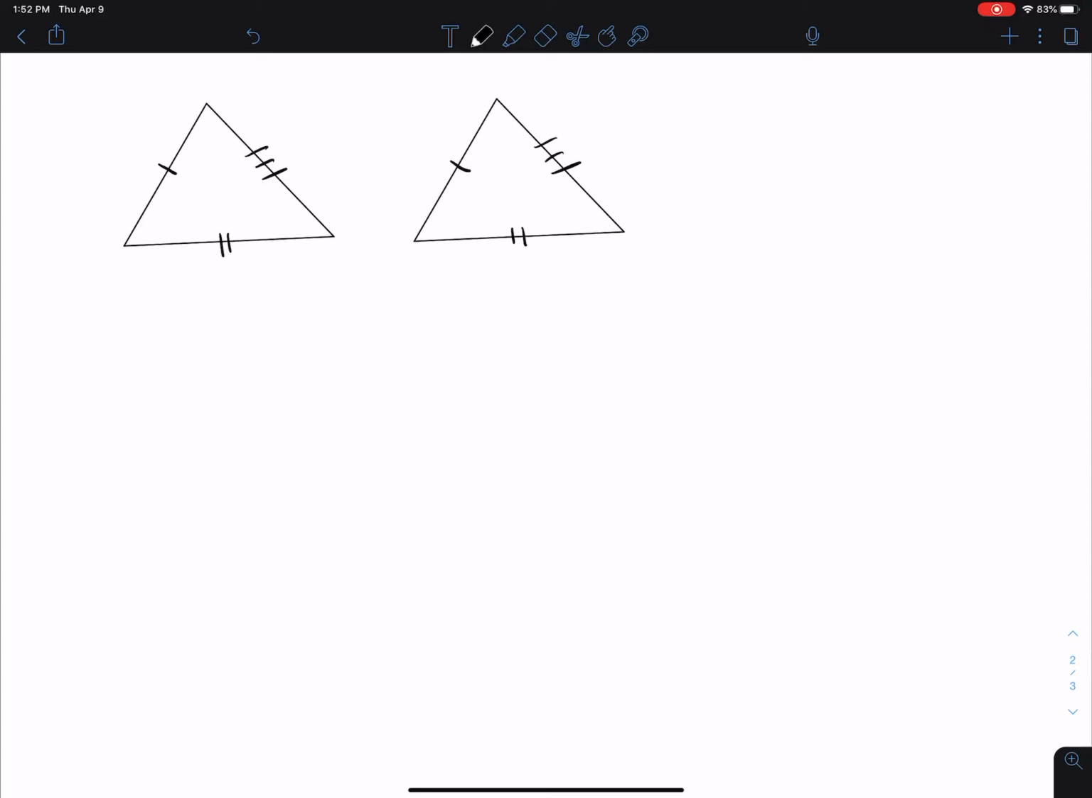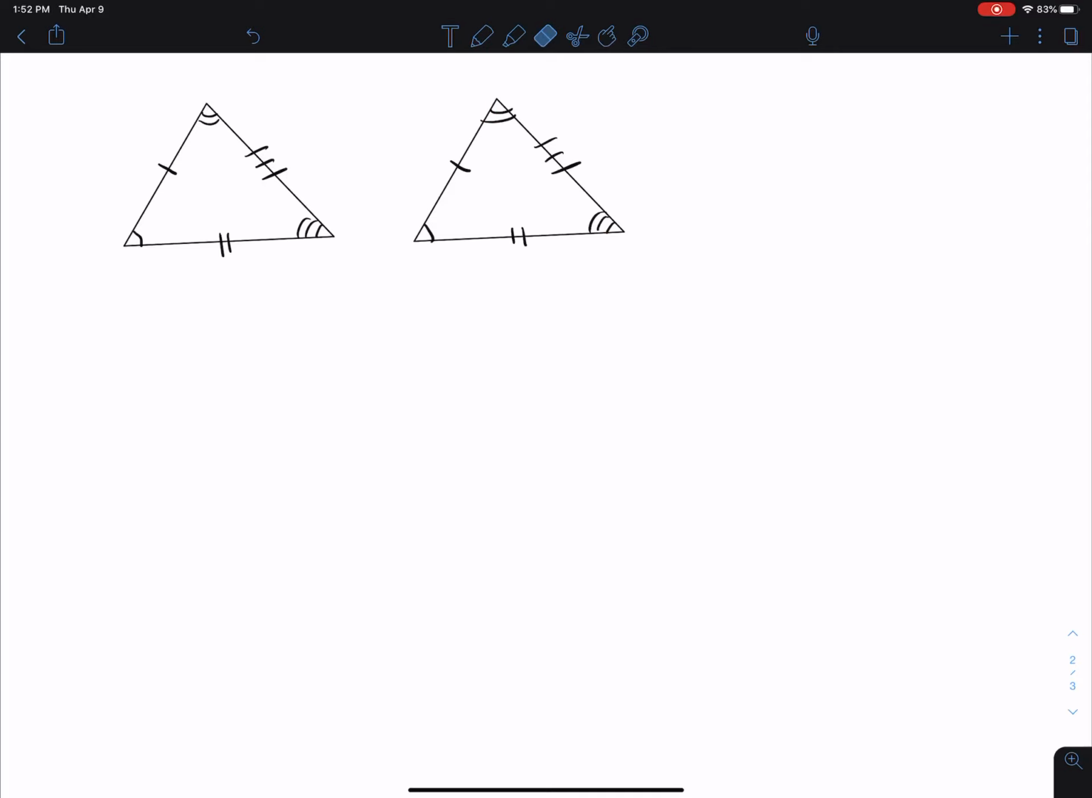And then with angles, we use these little arcs. So this one, I'm going to put 1 arc. This one, I'm going to put 2 arcs. And then this one, I'm going to put 3 arcs, just like this. And that shows that this angle right here is congruent to this angle right here. And then this one and this one are congruent. This one and this one are congruent.